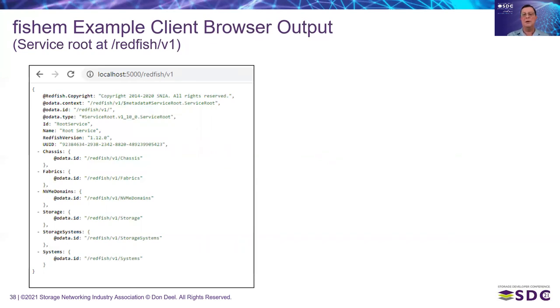That's because a browser was used to access the service route. This screen capture shows the output from a browser that has done that. In this case, Fishem was started with an input mockup called NVMEOF-mockups. Note that the browser is using a JSON viewing plugin, which formats the JSON for readability.